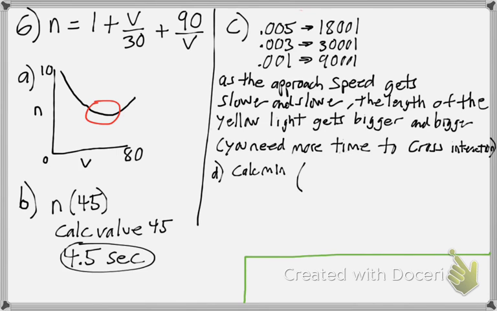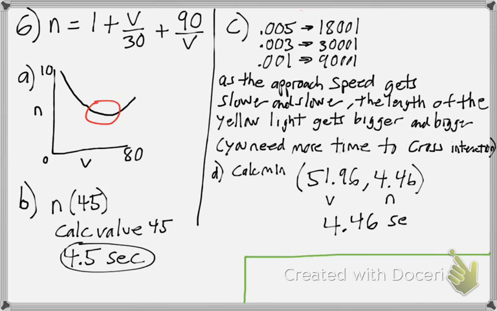And you should get 51.96 and 4.46. This is V, this is N. So they want to know the length of time for the yellow light. So that'll be the 4.46 seconds.